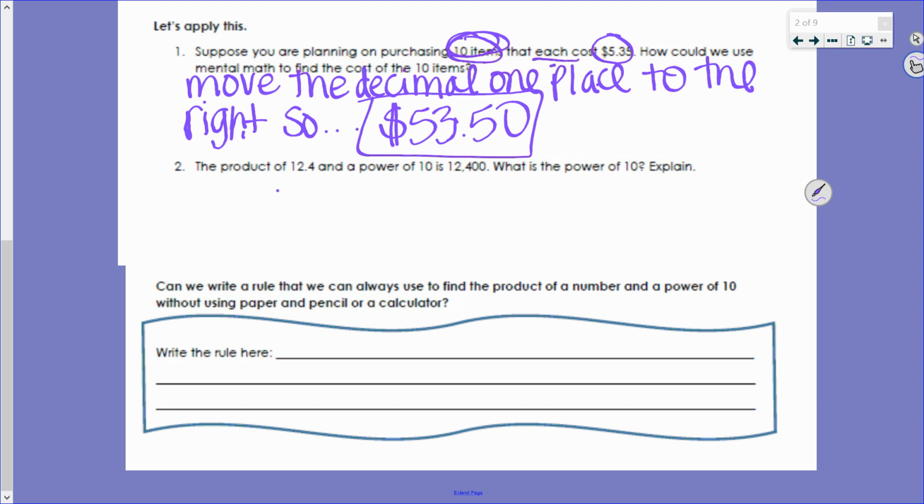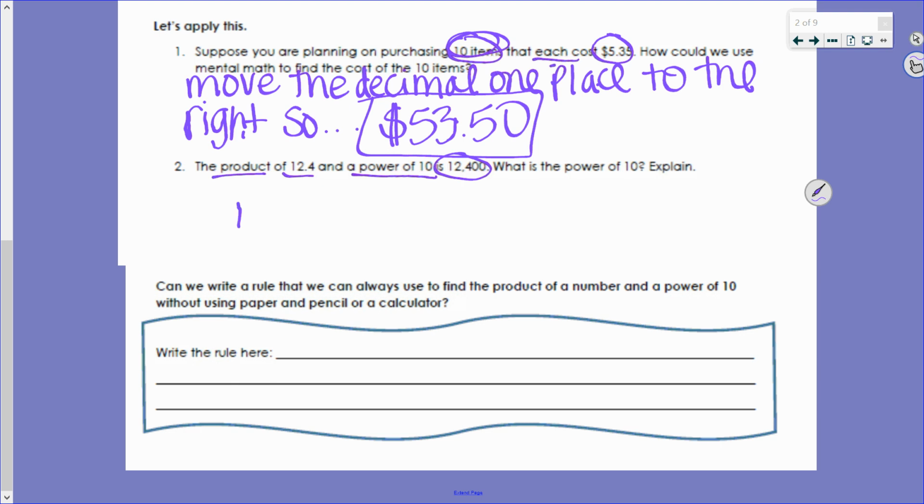cost of stuff. So on the flip side of that, let's say we know what the total is. So the product of, this says the product. What does product mean? The outcome of what type of problem? Multiplication. Good. So the product of 12.4 and some power of 10 is 12,400. Let's write this out. Let's make it look a little bit more mathy and less wordy.